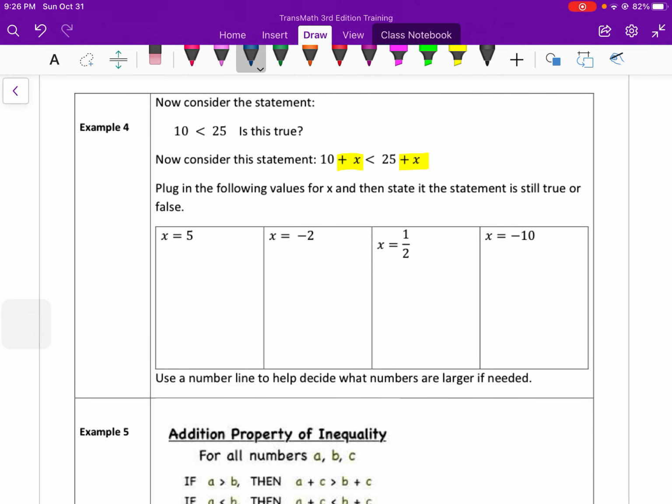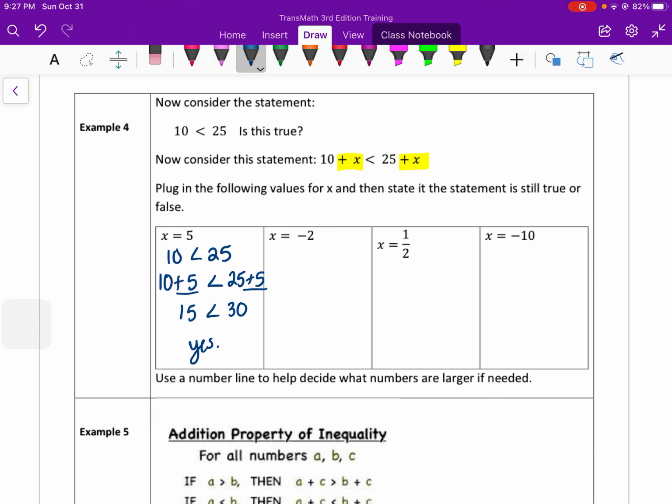So I started with the fact that 10 is less than 25. Then I want to add x to each side. In the first example, I'm going to add 5 to both sides. So 10 plus 5, is that still less than 25 plus 5? Well, 10 plus 5 is 15, and 25 plus 5 is 30. Is 15 less than 30? It is. Okay? So if I add a positive 5 to both sides of my inequality, it remains true.